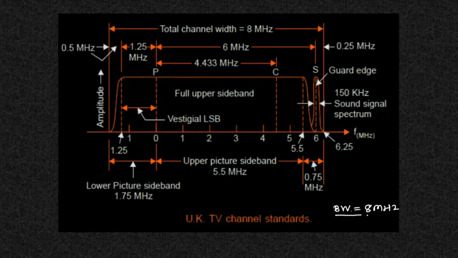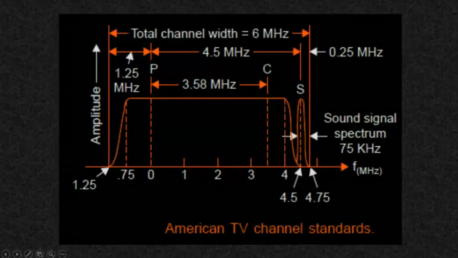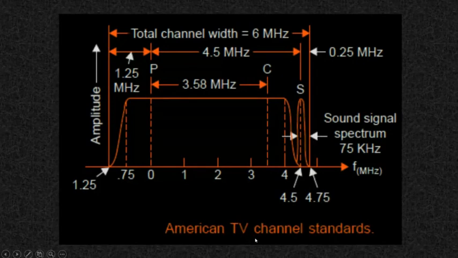So the UK TV standard is having an 8 megahertz channel bandwidth, and your color subcarrier is at 4.433 megahertz, okay. Now this thing I am going to explain afterwards. Next one is nothing but the American TV channel standard. You can refer to this particular system as NTSC.